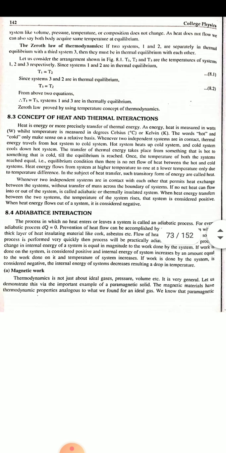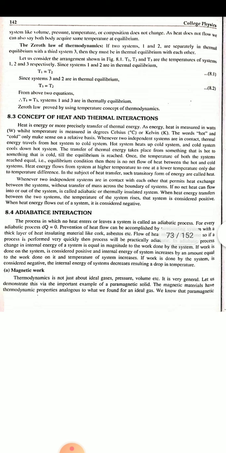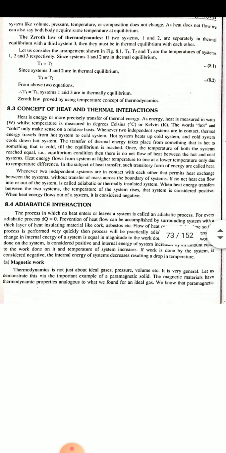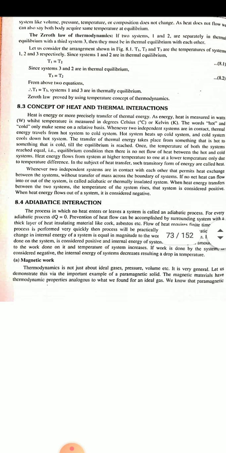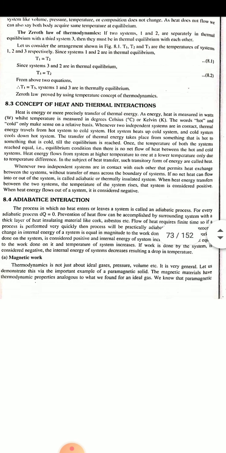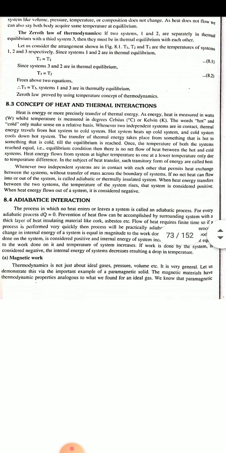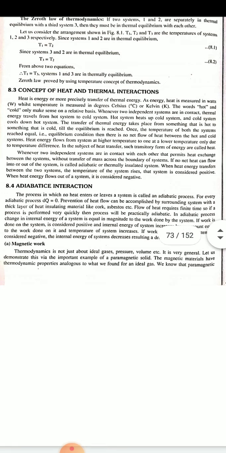The transfer of thermal energy takes place from something that is hot to something that is cold till equilibrium is reached. Once the temperature of both the systems becomes equal, that is the equilibrium condition, then there is no net flow of heat between the hot and the cold system. Heat energy flows from a system at higher temperature to one at a lower temperature only due to temperature difference. In the subject of heat transfer, such a transitory form of energy is called heat. Transitory form of energy is called heat, that you have to remember. That may come for the MCQ.